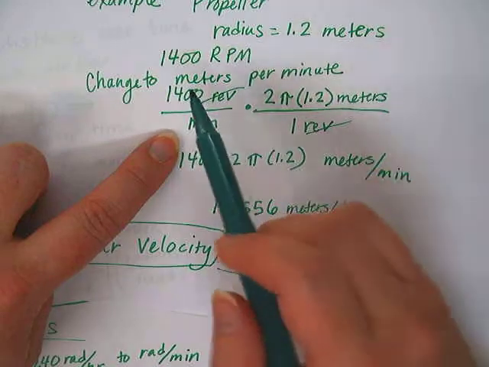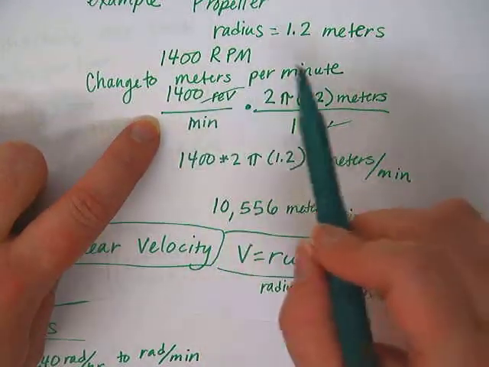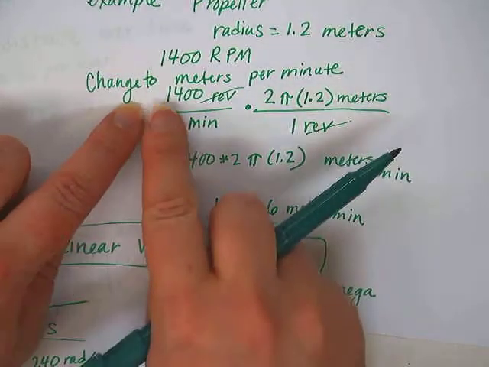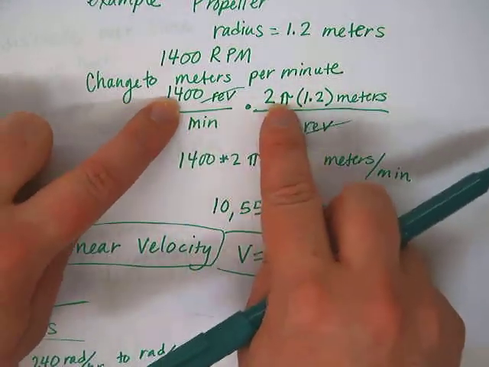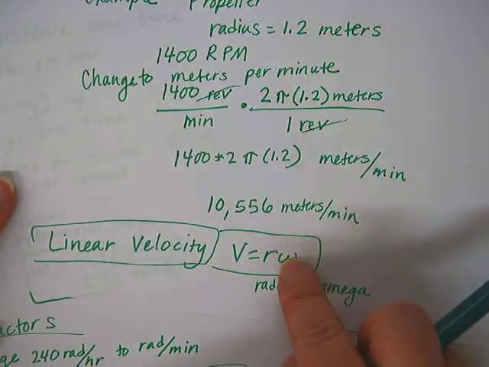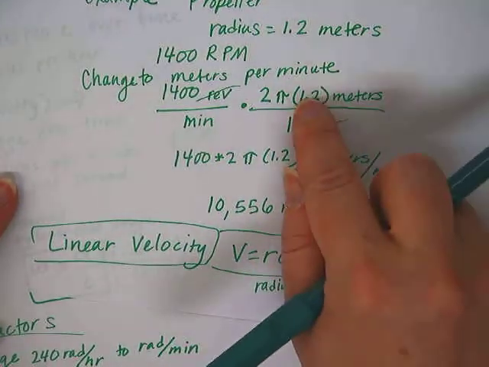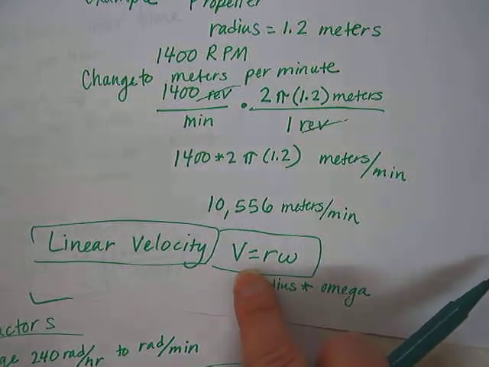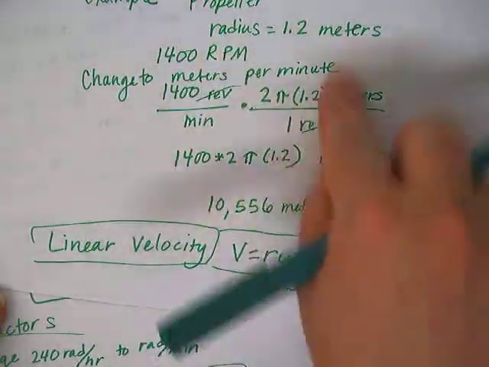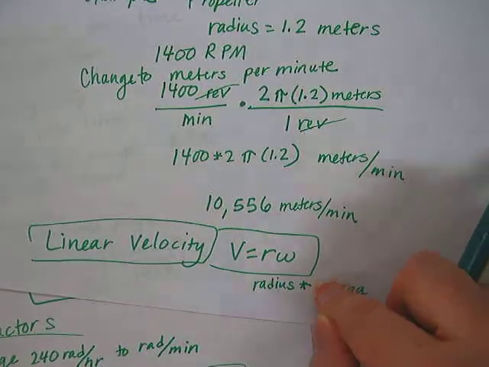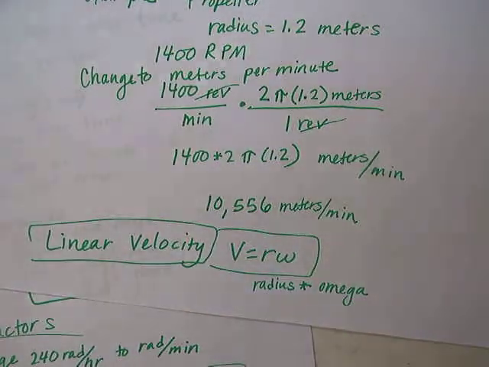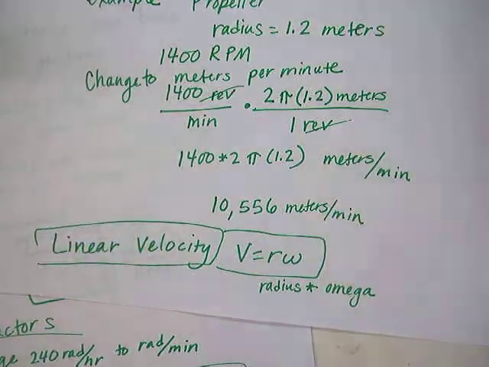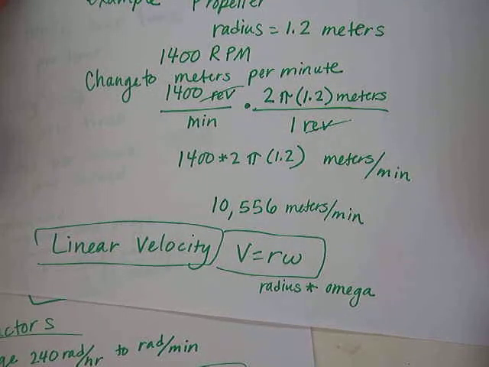Well, what we just did here was we took the radius, which was 1.2, and we multiplied the number of radians per time in minutes. Because it started out as revolutions, but by multiplying the 2 pi, we're changing it to radians. So 1400 times 2 pi is changing it to radians per minute, which is omega. And then multiplying by the 1.2 meters is multiplying the radius r, which gives us the linear velocity v. So do you see what we just did really was using that formula?